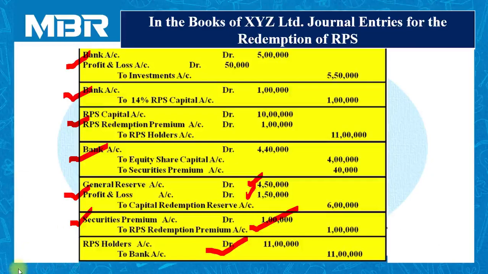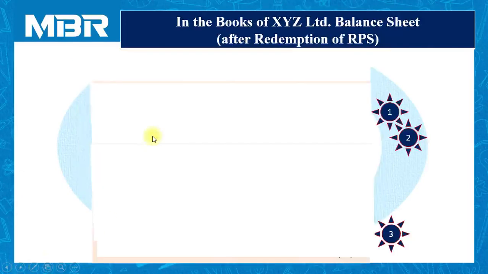Now, after the preparation of the journal entries in the books of the company, let us move to the balance sheet. We have to prepare the balance sheet in a vertical form, not in a horizontal form.